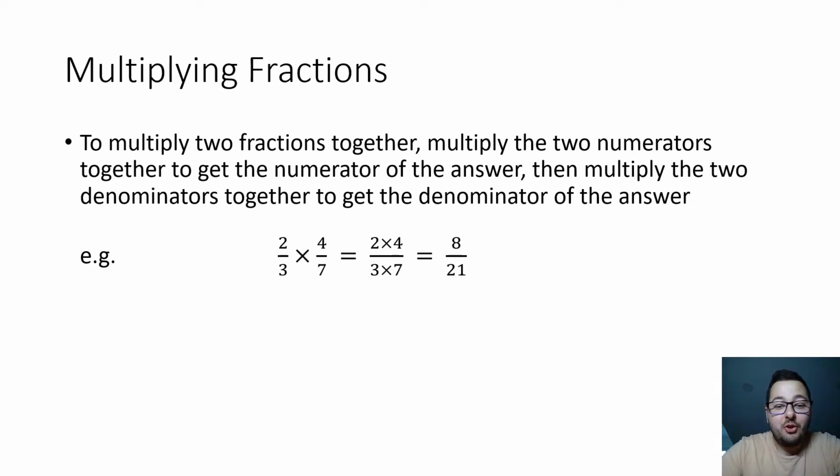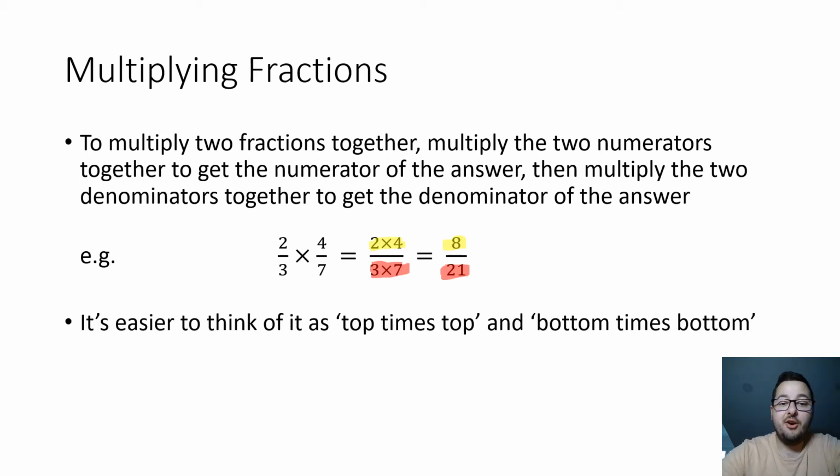So here we've just got a quick example. 2 over 3 times 4 over 7, we'll just times the two top ones together. So we've got 2 times 4, which gives us 8. And then we've also got 3 times 7, which gives us 21. Okay, so top together and then the bottom together. So it's easier to think of it as top times top and bottom times bottom.